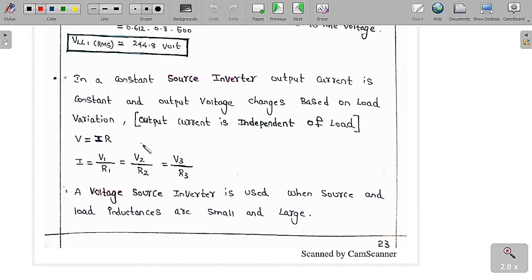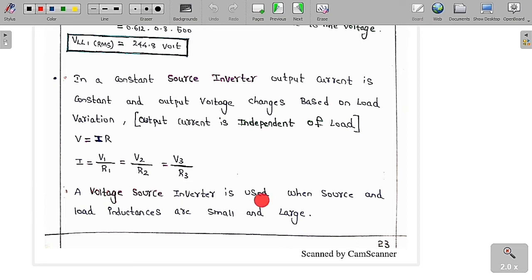Suppose V is equal to IR, then I is equal to V1 by R1, equal to V2 by R2, equal to V3 by R3, because current is always constant. So we can say that in a current source inverter, the output current is constant, but the output voltage is going to depend upon the load, while the output current is independent of the load.